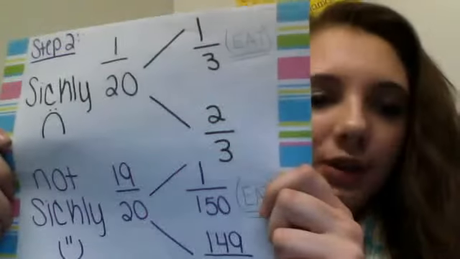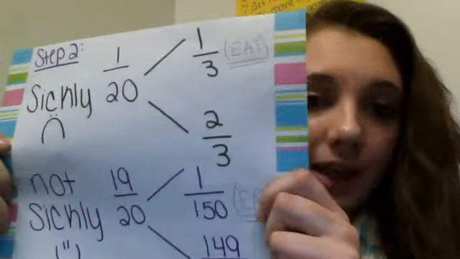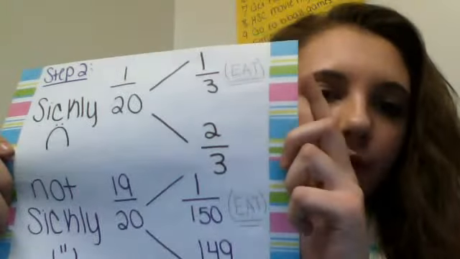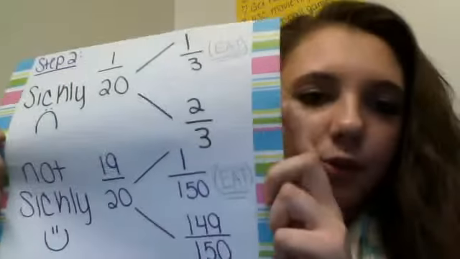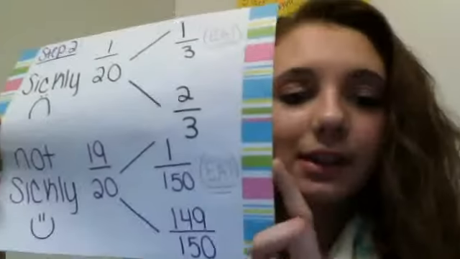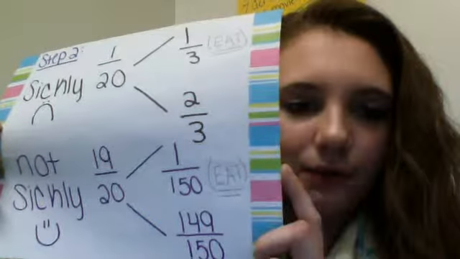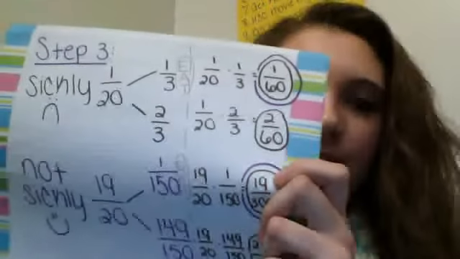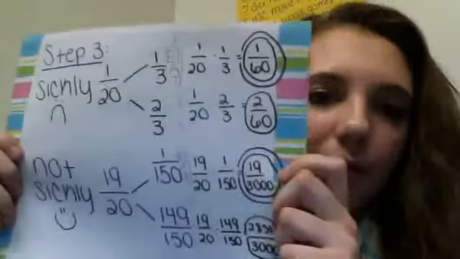Now, for the second step, we need to add more branches to the tree diagram. So for sickly, we know that the probability that it will be eaten is 1/3. So we're going to branch off the 1/20, write the 1/3 for eaten here. The opposite of that will be 2/3, and this is not eaten. The probability for not sickly being eaten is 1 over 150, and the probability that they will not be eaten is 149 over 150. Now the next step is to multiply the fractions across to get the final probability.